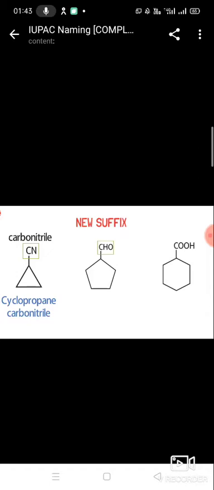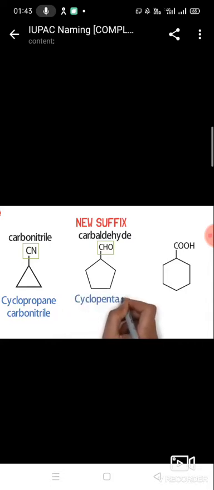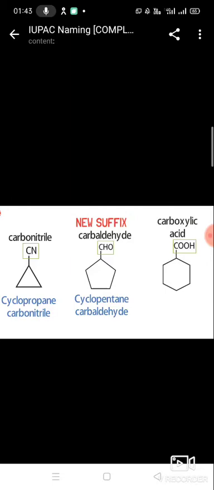Next one, cyclopentane is there. In this, carbaldehyde is attached. So cyclopentane carbaldehyde. If COOH is attached to the ring, then it is carboxylic acid. So cyclohexane carboxylic acid. These functional groups contain carbon, so that only we have to name in such a way.